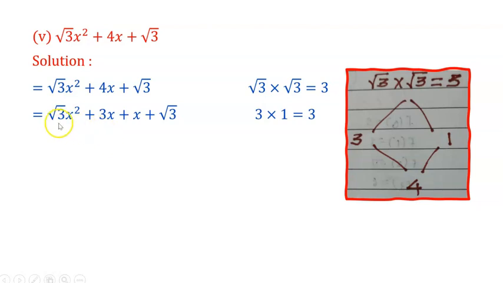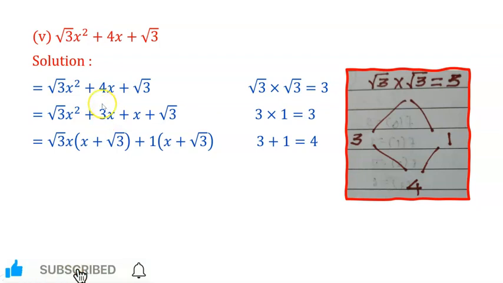Now from first two terms we take here root 3 as a common, because this 3 can be written as root 3 into root 3. If we take root 3 common from these two terms, then in bracket you will get here root 3 instead of this 3. Okay, therefore this is important. This 3 can be written as root 3 into root 3. And hence if we take root 3x common from these two terms, then in bracket you will get here x plus root 3.